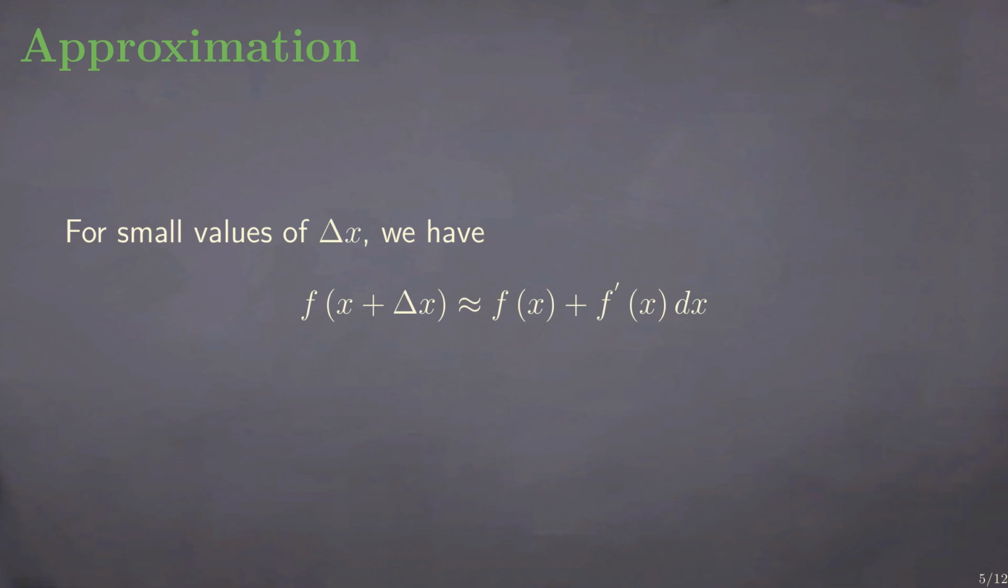So normally in practice it is easy to compute f of x and f prime of x. So the right hand side can be computed quite easily, whereas the left hand side is more complicated to compute. So this is a good and useful approximation for computing f of x plus delta x.